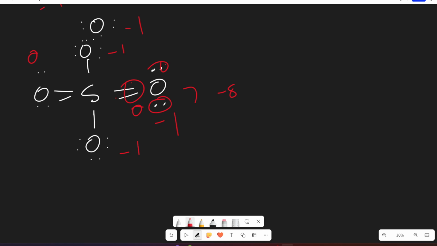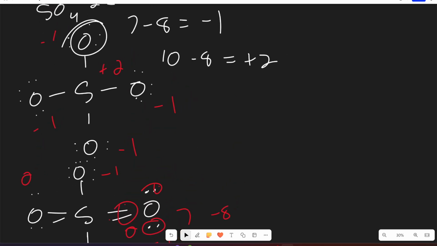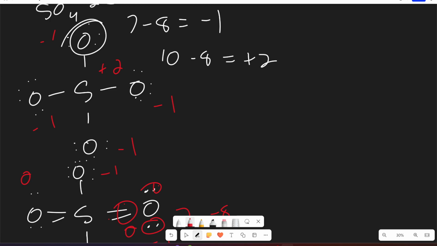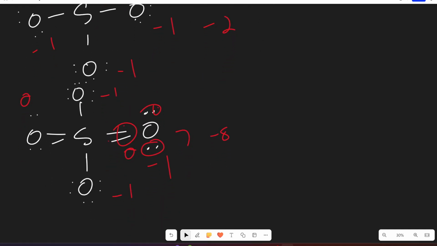So based on this, if we look at the overall formal charge for this, we have +2 and then -4, so -2 overall formal charge here. And then here we have 0, 0, and then we have -2.